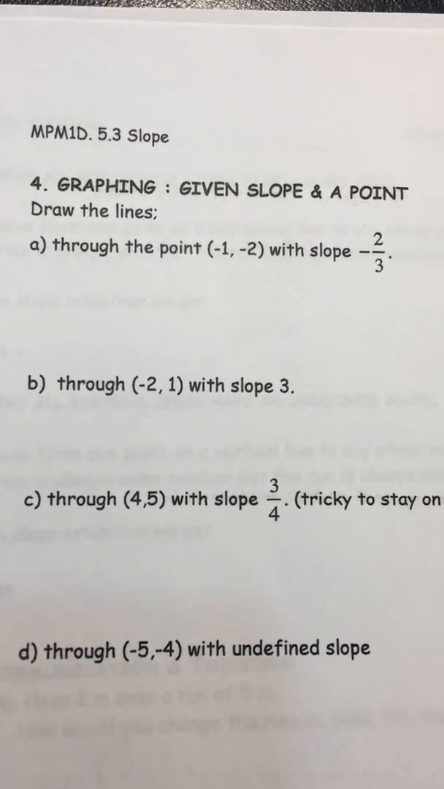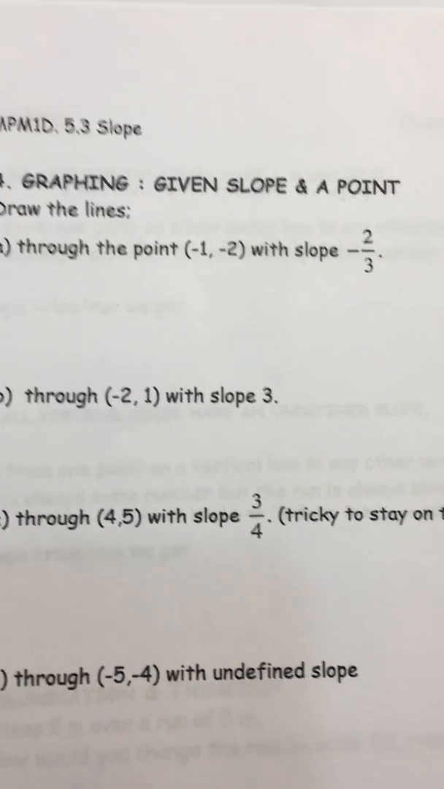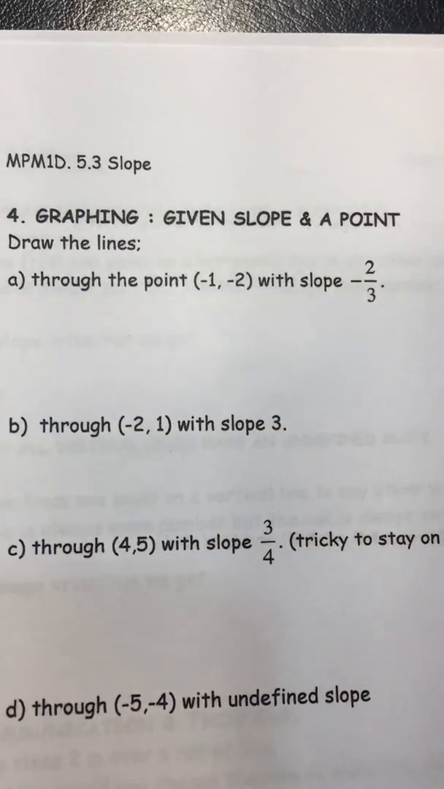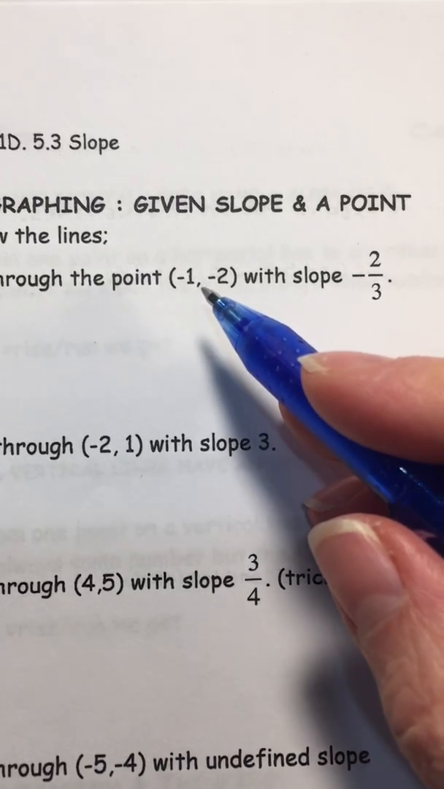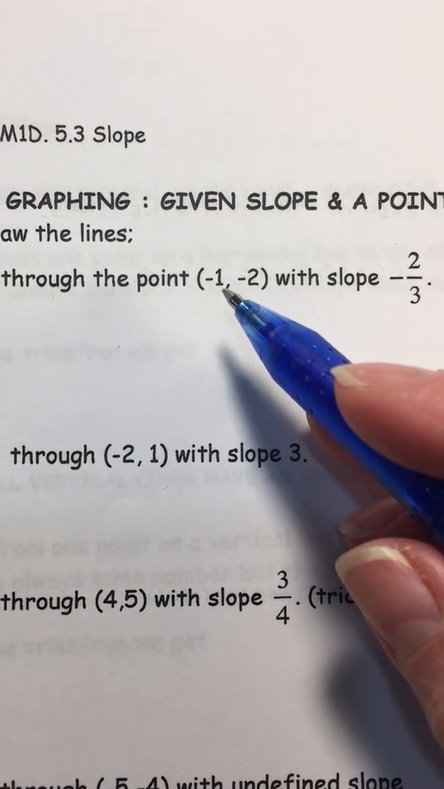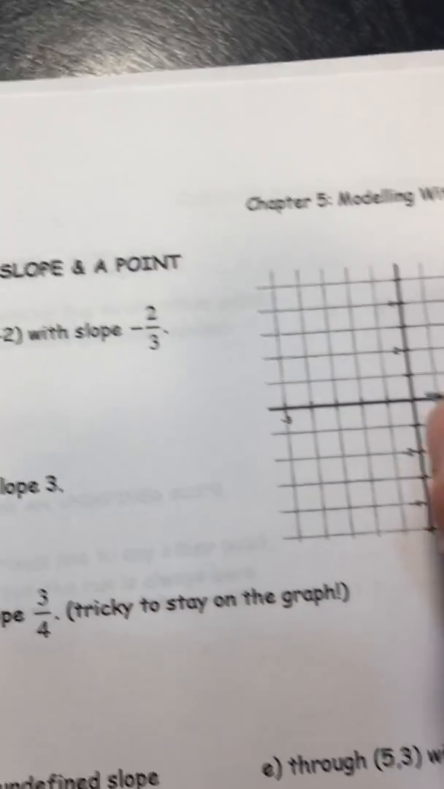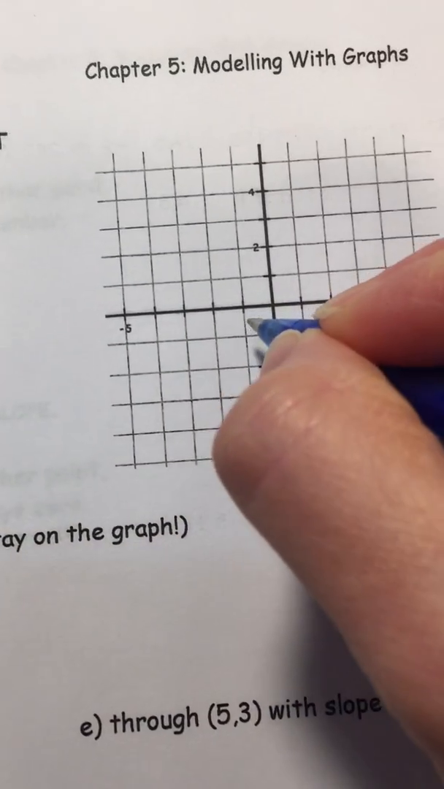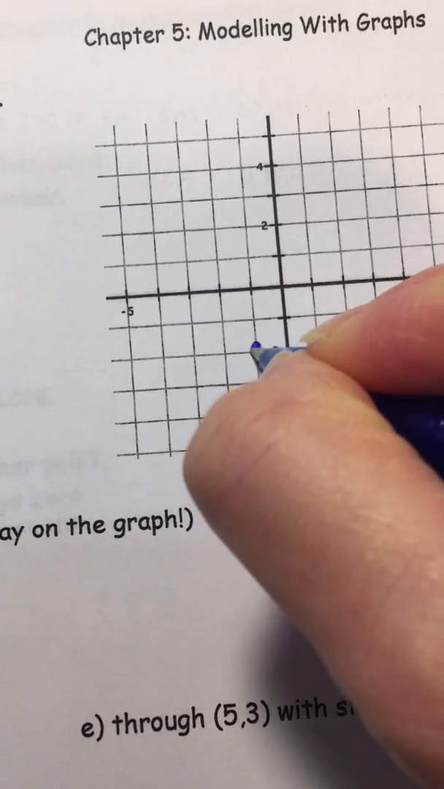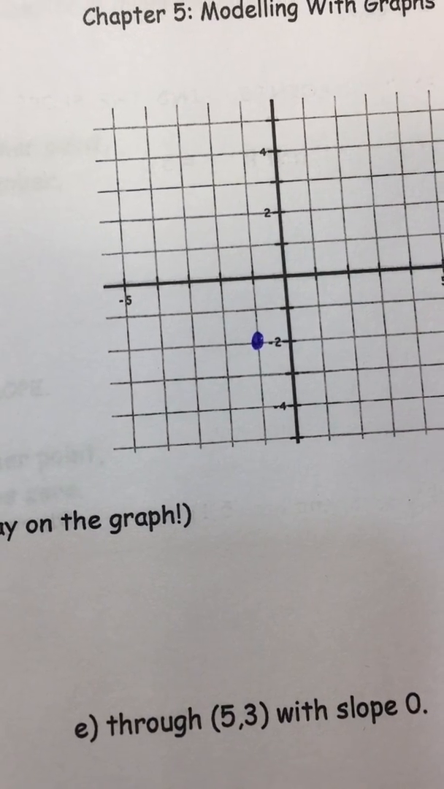Okay, so now we're on to graphing given slope and a point. So if you have to graph given slope and a point, what you do first is plot the point. So we know we're looking for a line that passes through the point (-1, -2). So we go to -1, -2, and there's our point.